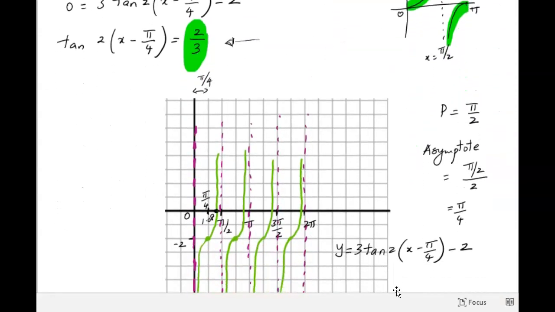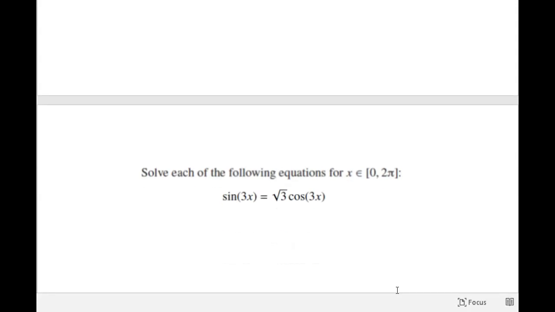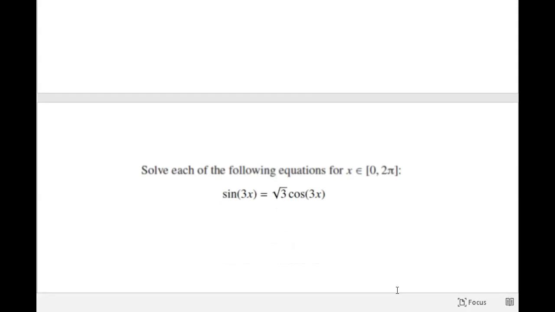All right, one last example in this section. Solve the following equations between 0 to 2 pi when we have sine 3x is equal to square root 3 cos 3x. So we have two different functions, a sine and a cos function. They're equal to each other. We've got to solve this equation for x.